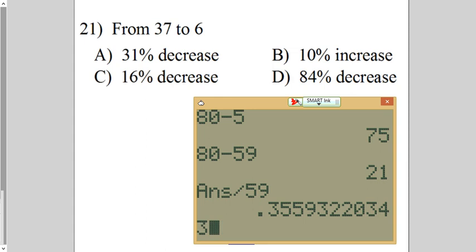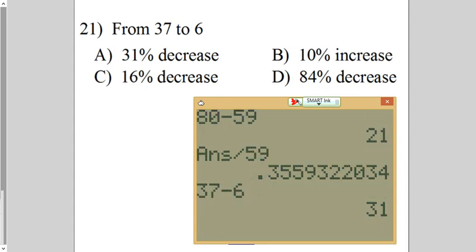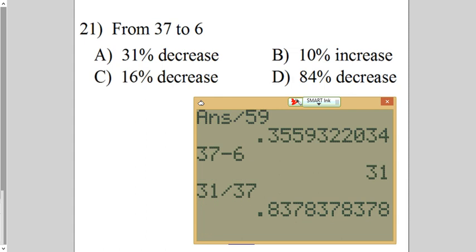37 minus 6. It's 31. 37 is the original number, so 31 divided by 37. If you notice right here, that'd be 83.7%, so it rounds to 84%.